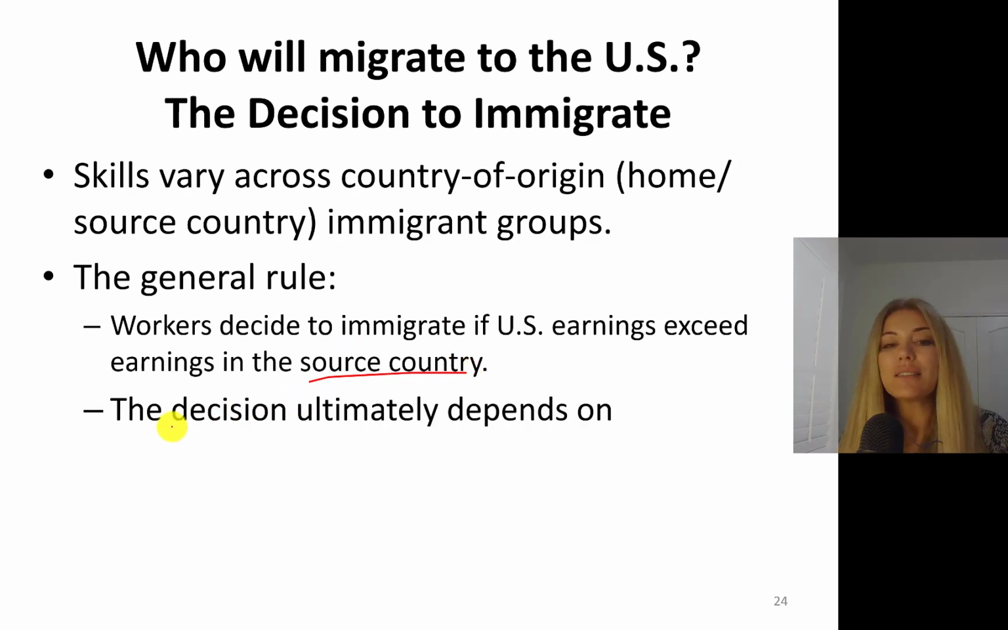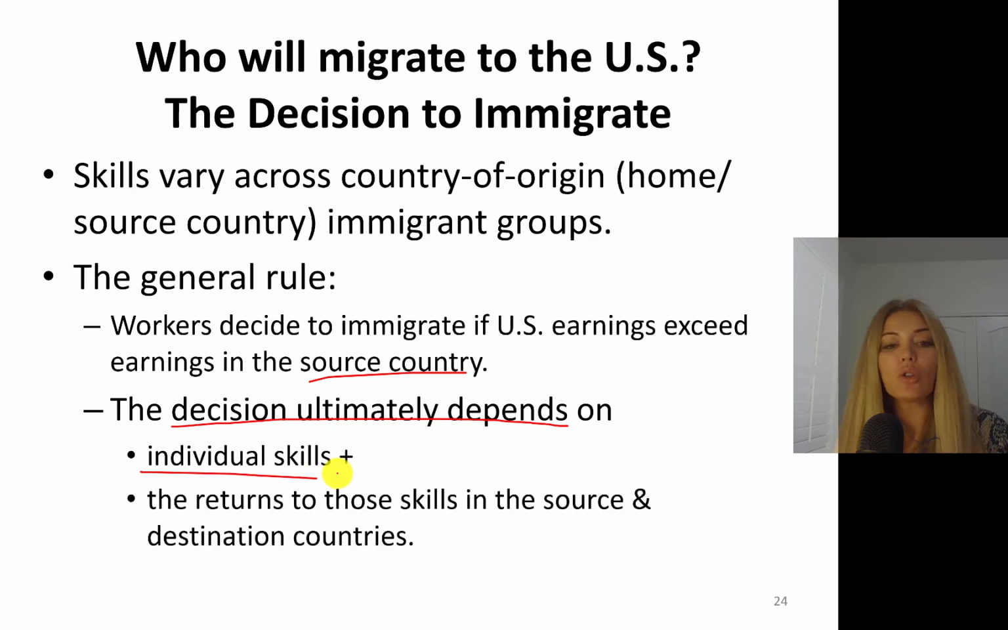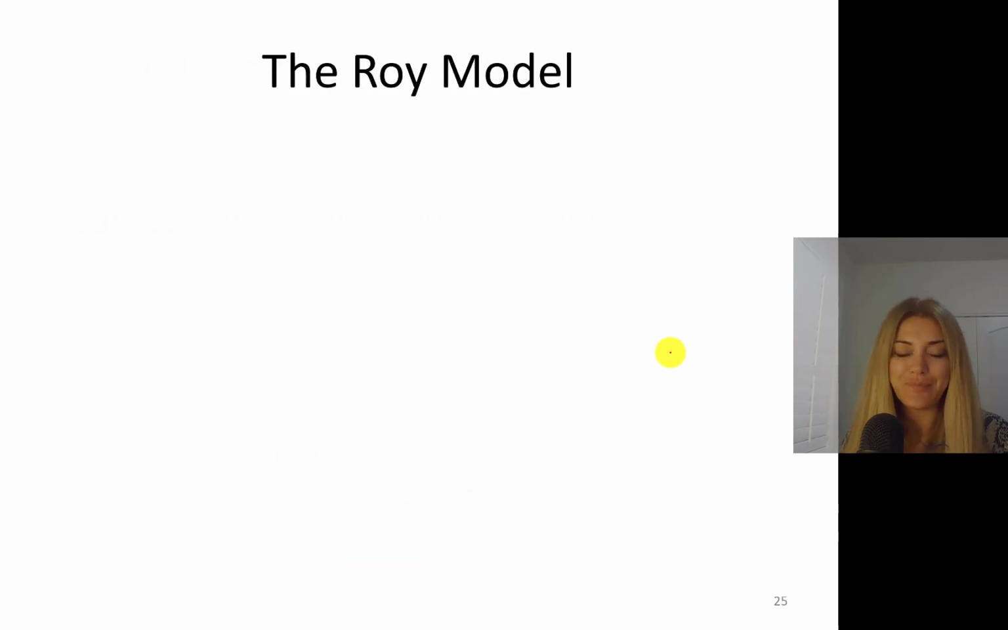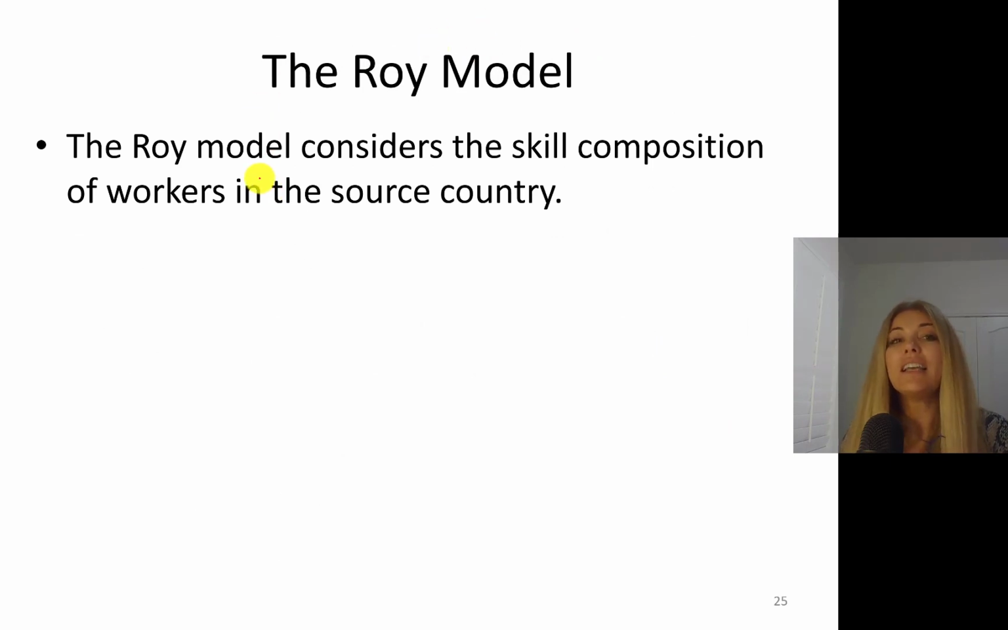The decision ultimately depends on individual skills, and also the returns to those skills in the source and destination countries. So I have skill level S that could be measured in years of education. How much am I getting per year of education in the home country or source country and the destination country? So the Roy model considers the skill composition of workers in the source country.